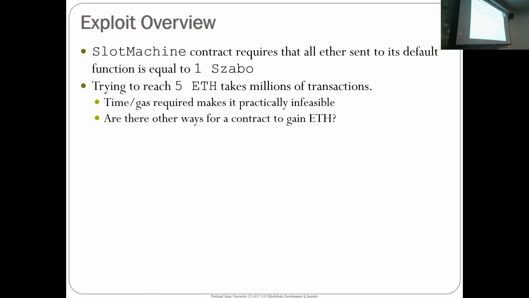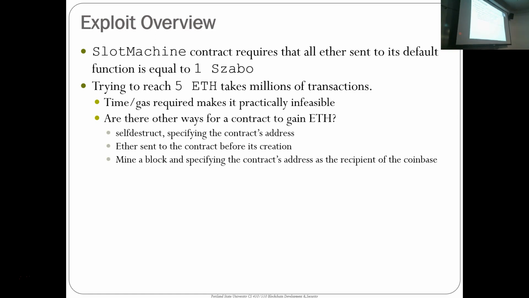So are there other ways for a contract to gain ETH? And you've already seen this. There's 3 ways. There's the self-destruct call, which we've done before. You can send the ETH to the contract before its creation. So before you create the level contract, you can actually precede it with that 1.5 of ether, so that when it gets created, it adds up to 5. So that's another way. And if you want to solve this level this way, that's the truly elite way of solving this level. But the easiest thing to do is to just self-destruct something into the contract balances.